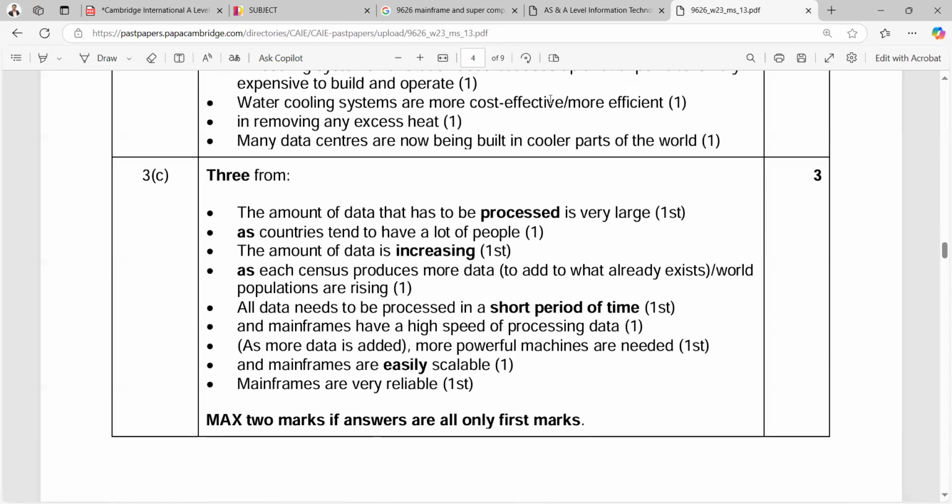the amount of data that is being processed is very large. As countries tend to have a lot of people, the amount of data is increasing. And as each census produces more data, as the population is increasing, a lot of data needs to be processed at the same time in a short period of time. And since mainframe computers have a very high speed of processing data, they are very reliable to work on this.